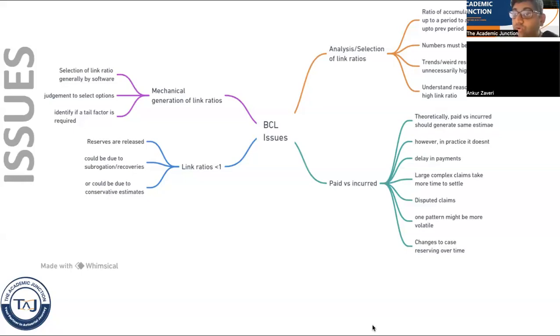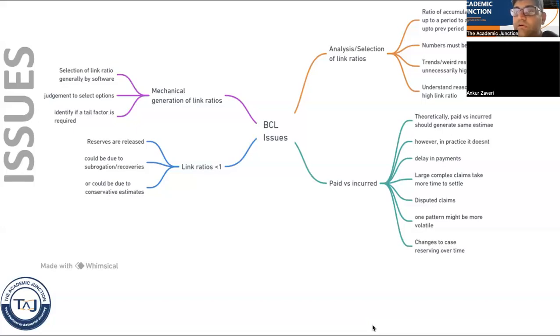And the reason, you made a very good point, which was delay in payments. The second point that you have to understand is that large complex claims often take more time to settle, which results in a difference between the paid and incurred claim triangles. There could be disputed claims, which could increase the time it takes for claims to be paid, which results in differences. One pattern might be more volatile. For example, paid patterns are generally more volatile than incurred patterns. Do you agree with that assessment?